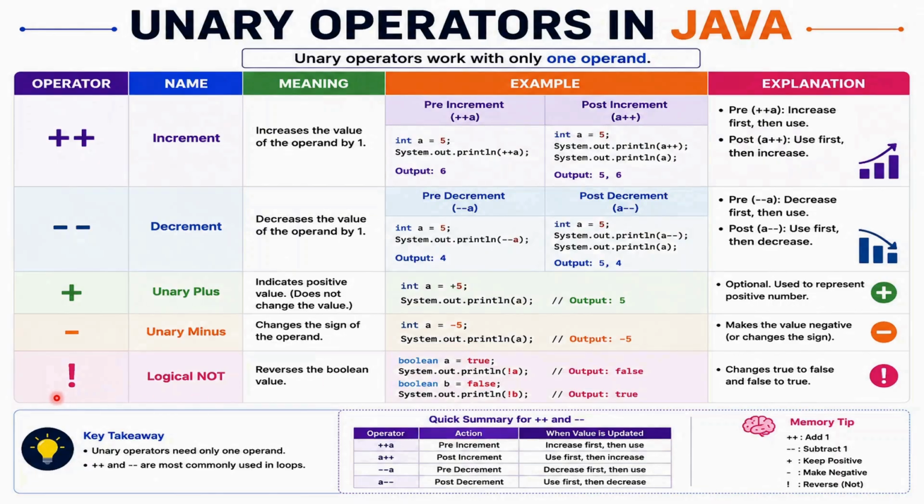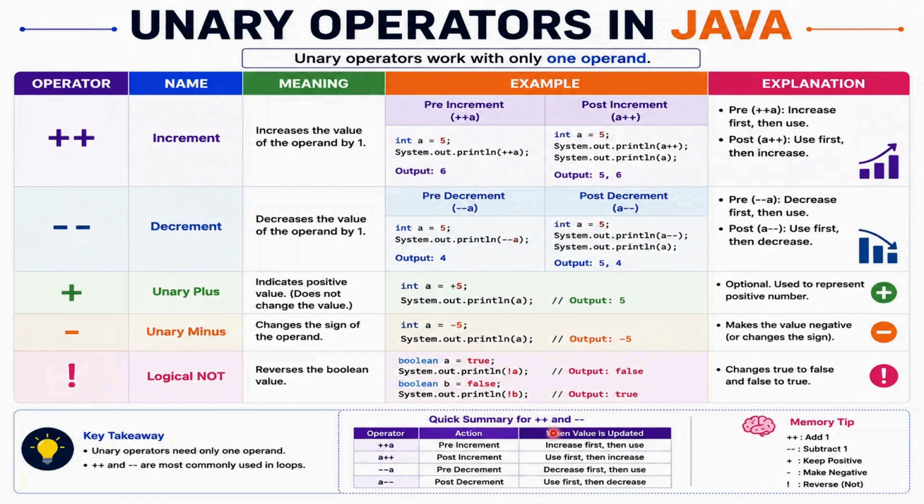Next is the logical NOT operator. It reverses the boolean value. This is simple. We have boolean a whose value is true. With System.out.println, if we apply not of a, it will become false. And similarly, if we apply not of false, it will become true.